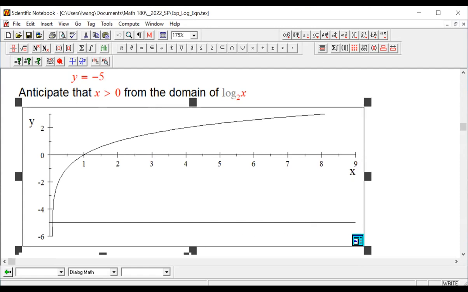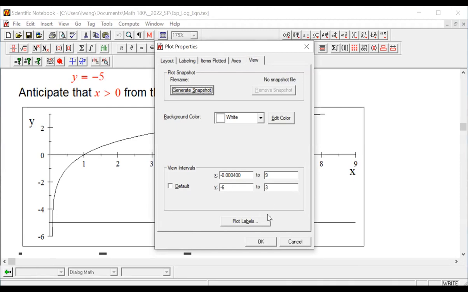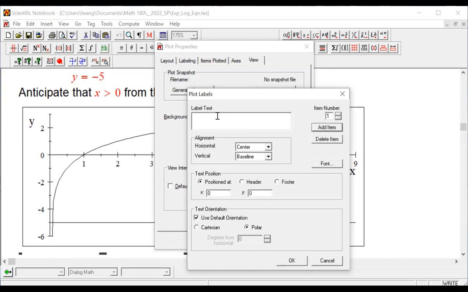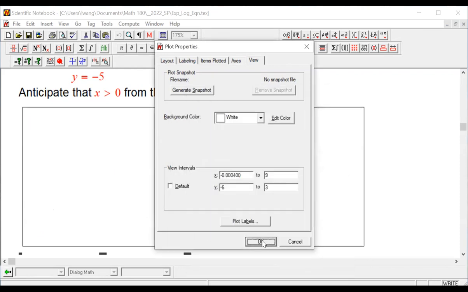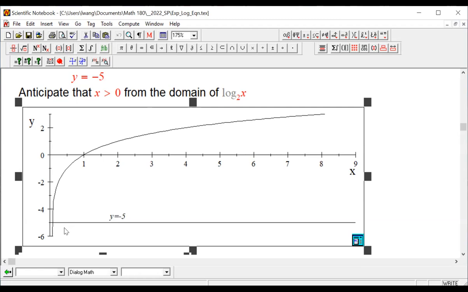This horizontal line, let me mark it. This horizontal line we just drew is y equals -5. I'm going to put it at -4.75. And the horizontal line crosses the curve. How many places does it cross the curve? One place, exactly one. So this is the point of intersection.